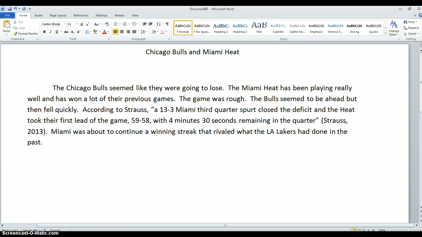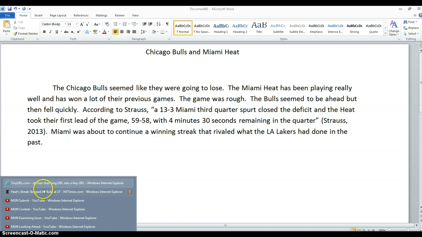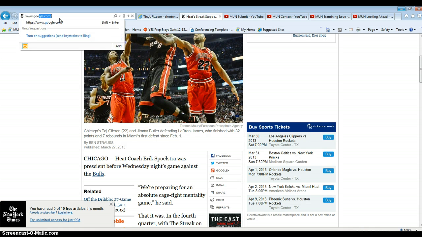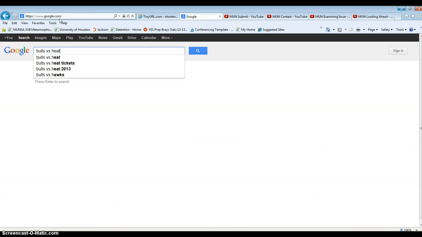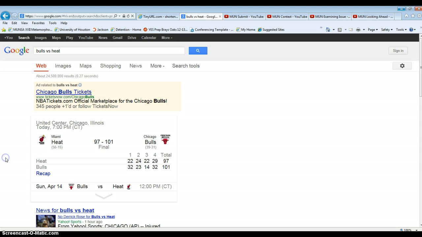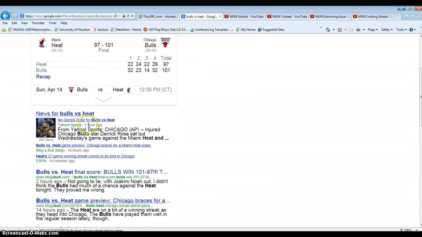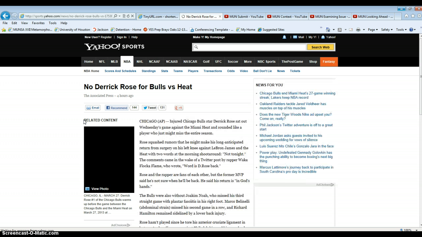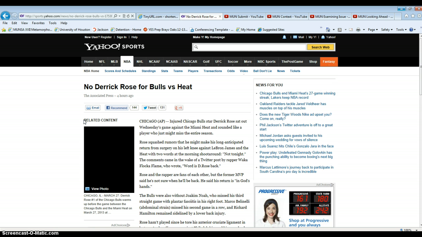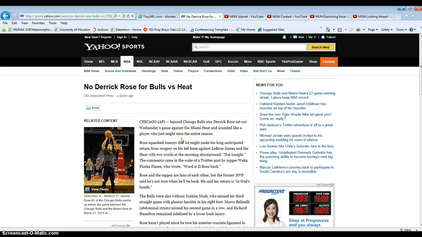But let's go ahead and get another quote from another article. So we're going to go here, and let's just go ahead and go to Google. We'll Google Bulls versus Heat. And we've got Yahoo Sports. And we find out, oh no, Derrick Rose was injured. So Derrick Rose sat out for Wednesday's game against the Heat, and it looked like they still won. So interesting. We'll go ahead and take that.